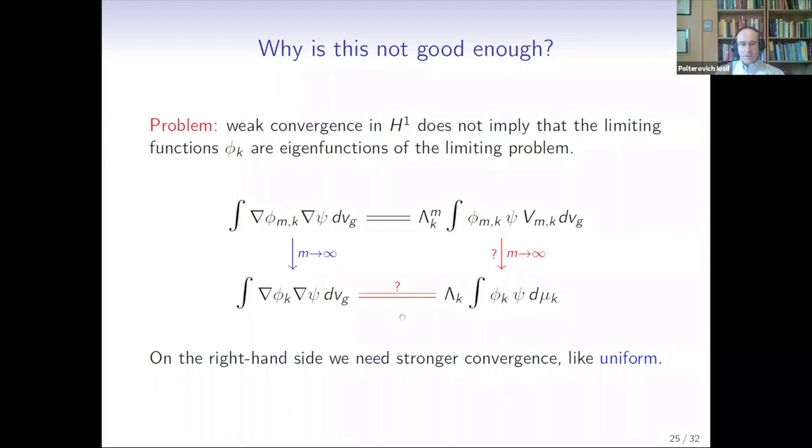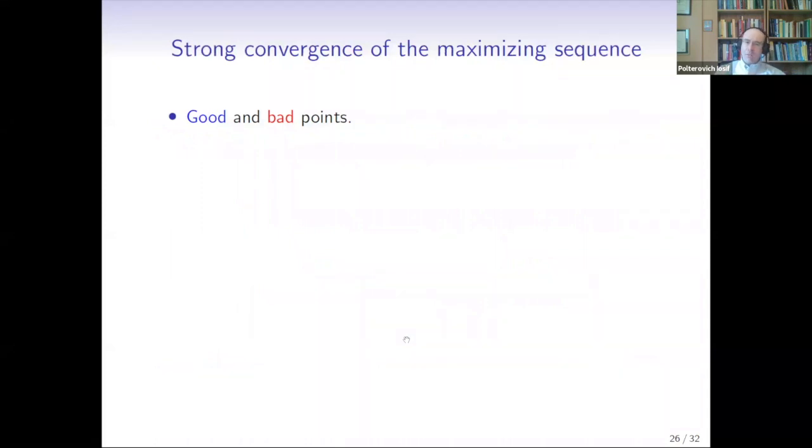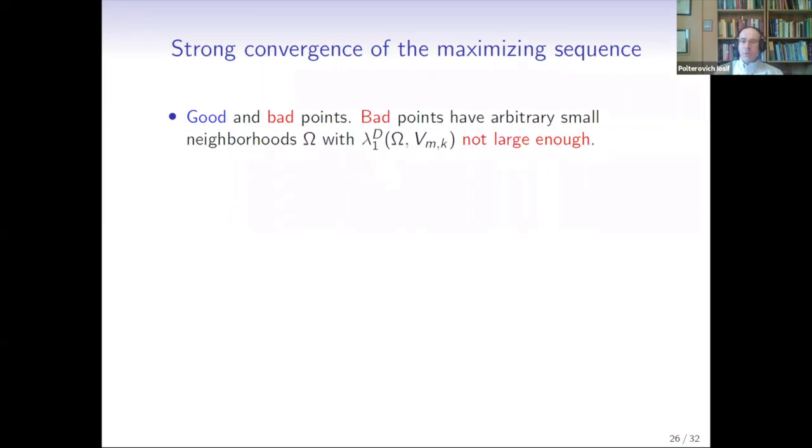And that's indeed what we get, and that's quite involved, in fact. However, you need to be a little bit careful. So let me now describe how we do get a strong convergence of the maximizing sequence of potentials. And the key here is the notion of good and bad points. So what are good and bad points? Bad points are points such that in arbitrarily small neighborhoods of those points, the first Dirichlet eigenvalue is not large enough.